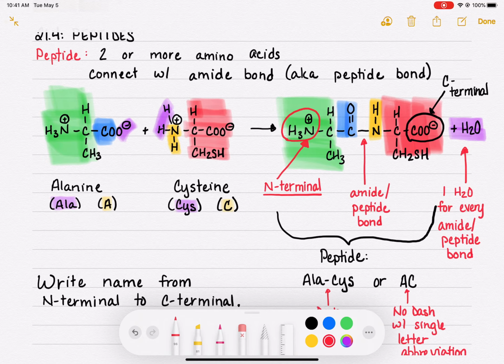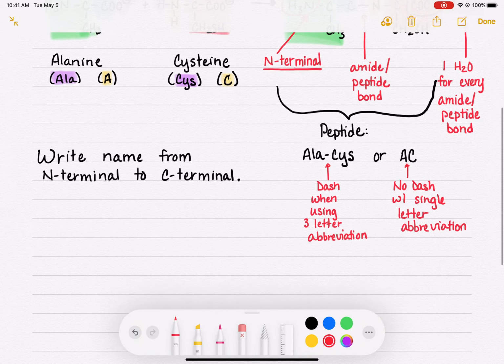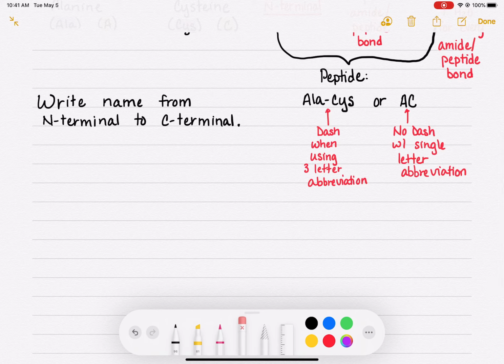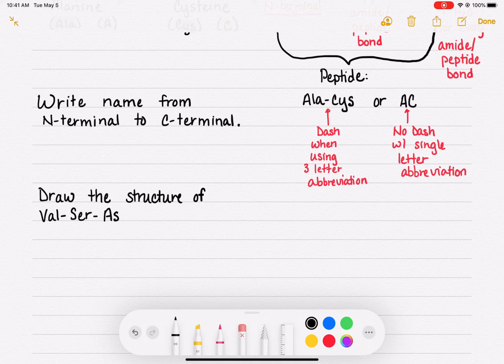We're going to name our amino acids in order proceeding from N to C. So now what we're going to do next is practice drawing a few different peptides. And I think you're going to find that this is pretty straightforward once you get into the pattern of it. So we're going to do one here in our notes, and then we're going to go to a worksheet and practice some more. We are going to start by drawing the structure of a peptide called Val-Ser-Asp.